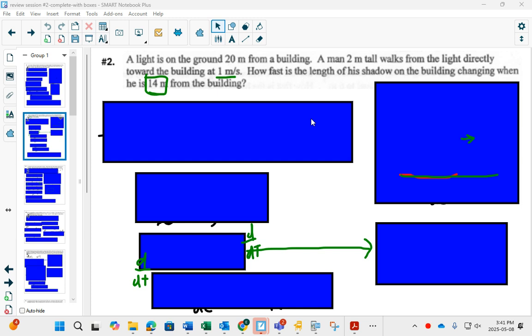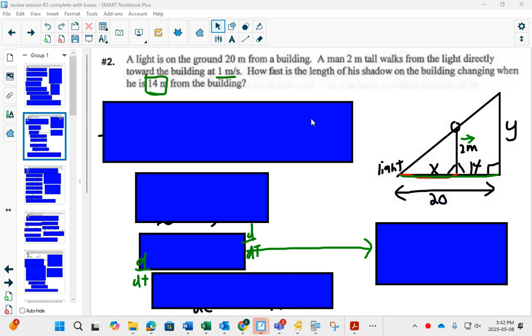And I decided to start with question number 2. It's a question with similar triangles. So a light is on the ground 20 meters from a building. Here we go. We've got a man 2 meters tall walks from the light directly towards the building at 1 meters per second. And how fast is the length of his shadow on the building changing when he is 14 meters from the building? So I'm actually going to redraw this a little bit.